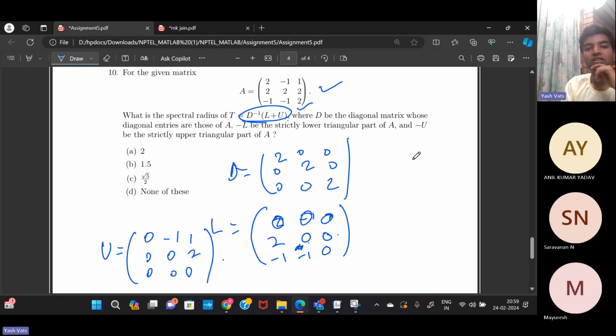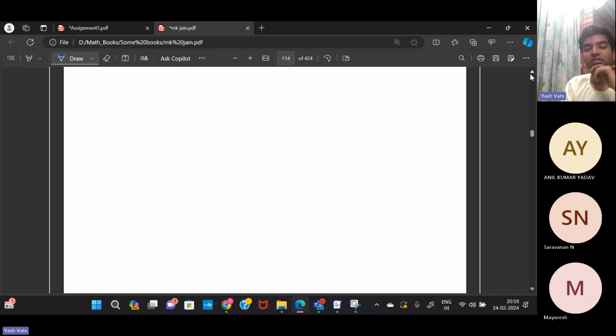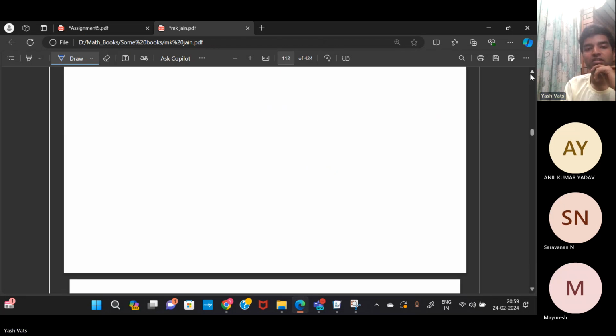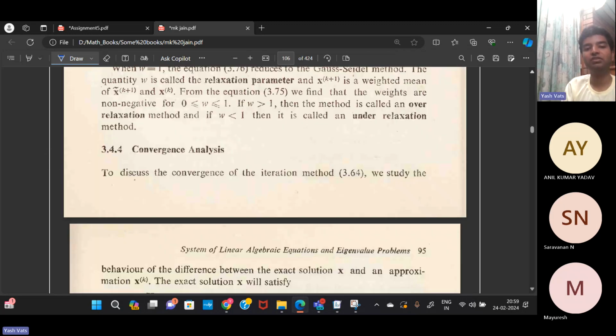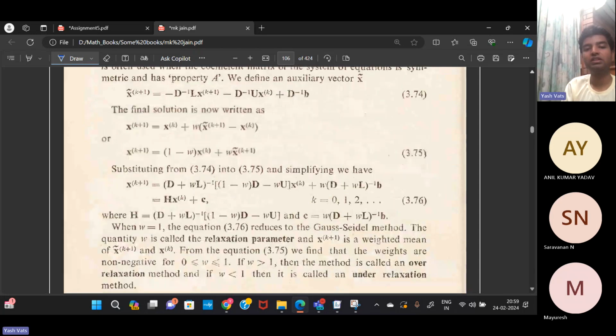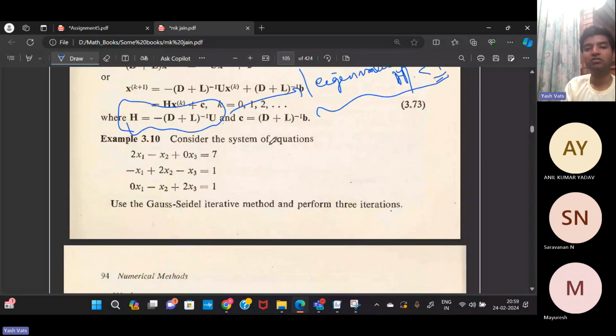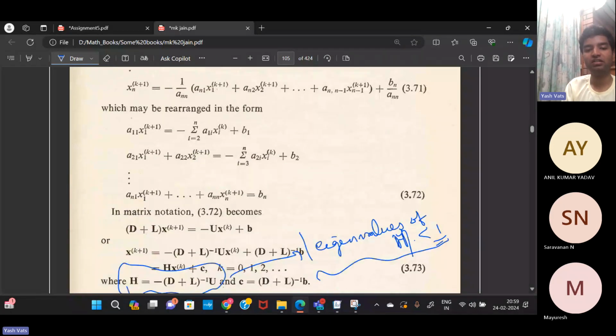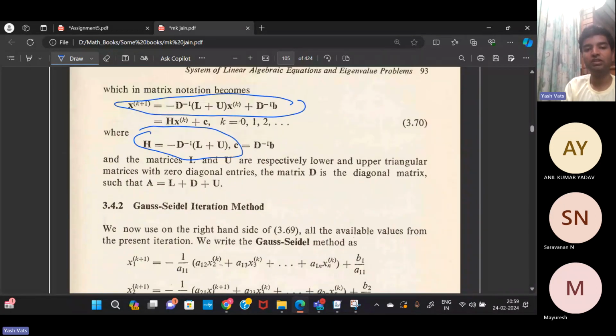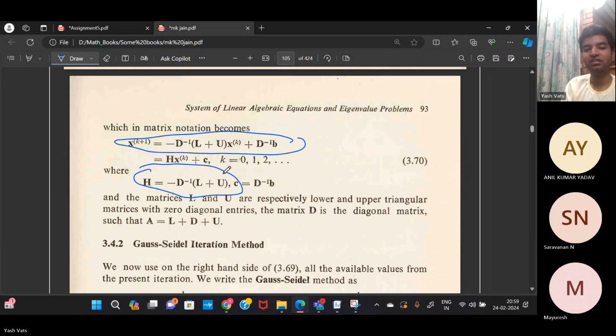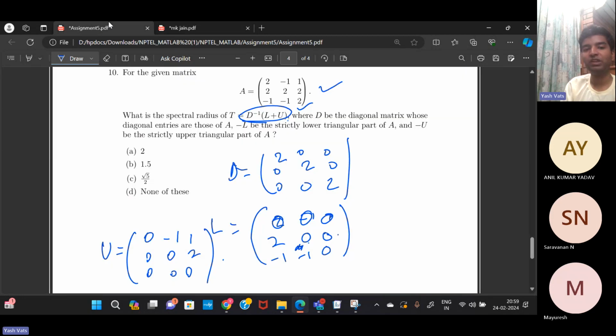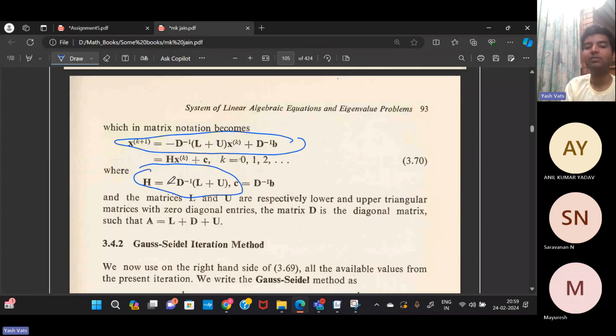Okay, let's recall this. I'm just going back. Have you seen the Gauss-Jacobi method before? You can see this. How does it look like? So you look like this matrix H, right? In the Gauss-Jacobi method. Is it same? Only negative sign, otherwise it's same. I hope you understand it.